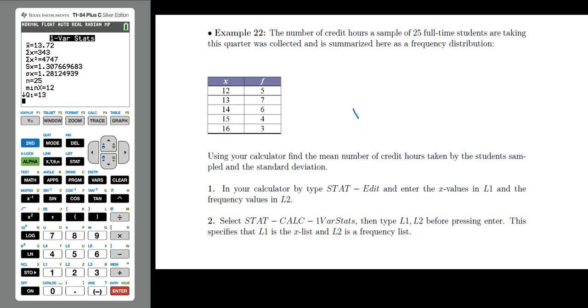So our mean is 13.72 credits with a standard deviation of 1.31 credits.